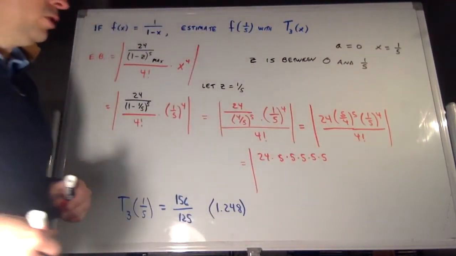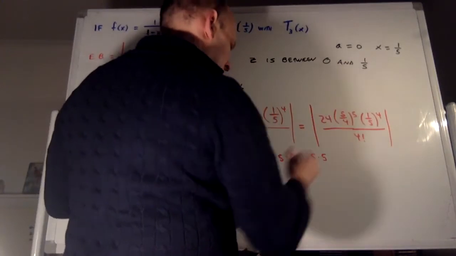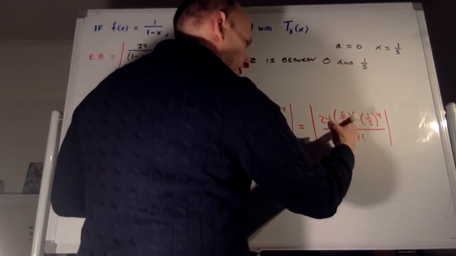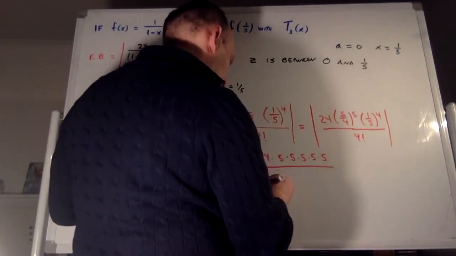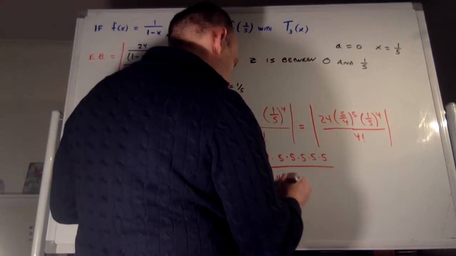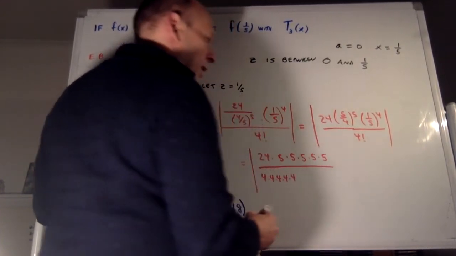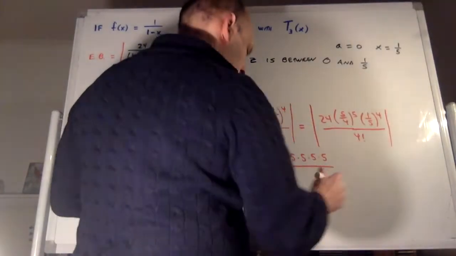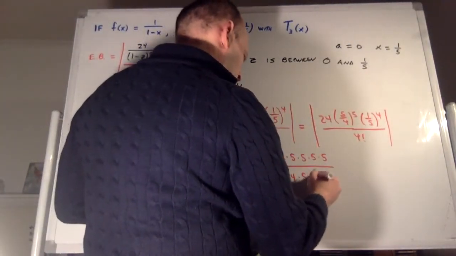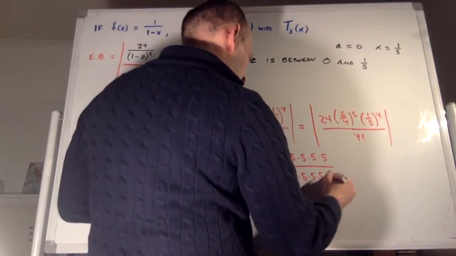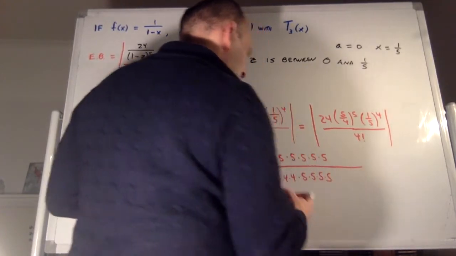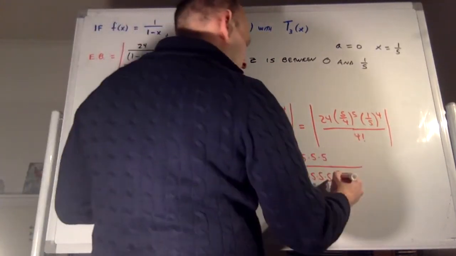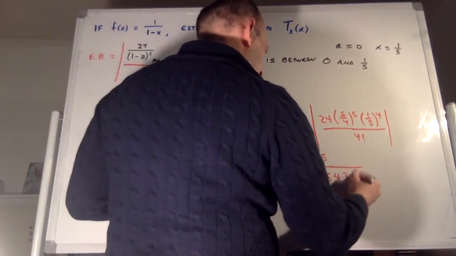So there's your 24, and then 5 to the fifth. Now that 4 to the fifth is going to end up down here, so 4 times 4 times 4 times 4 times 4. This 5 to the fourth will also end up down here, so times 5, 4 of these 5s. And of course, in the denominator, we also have our friend 4 factorial: 4 times 3 times 2 times 1.